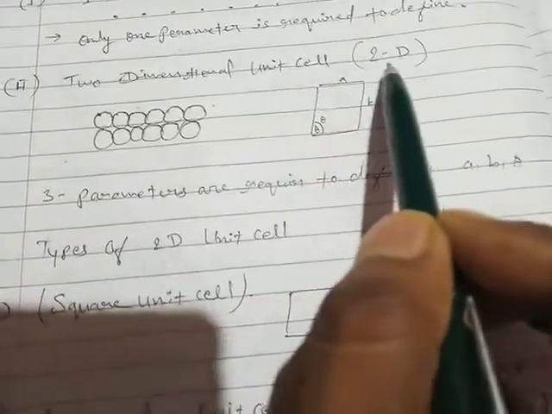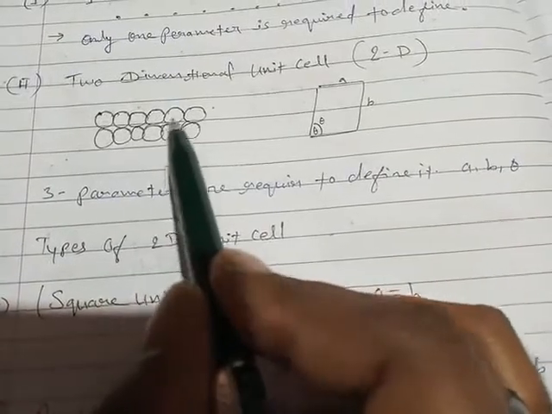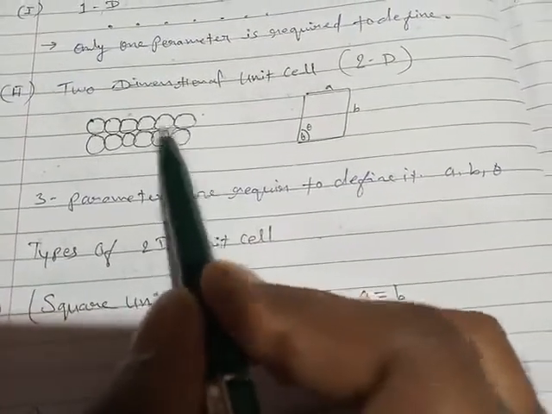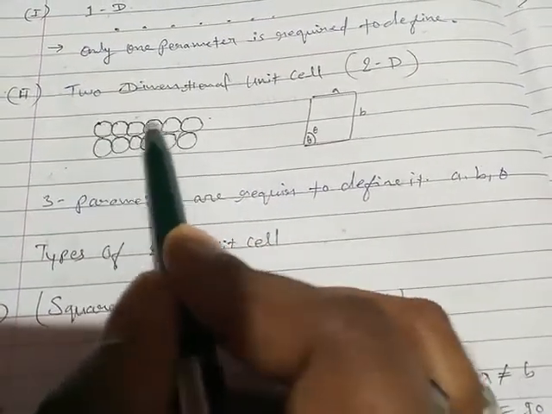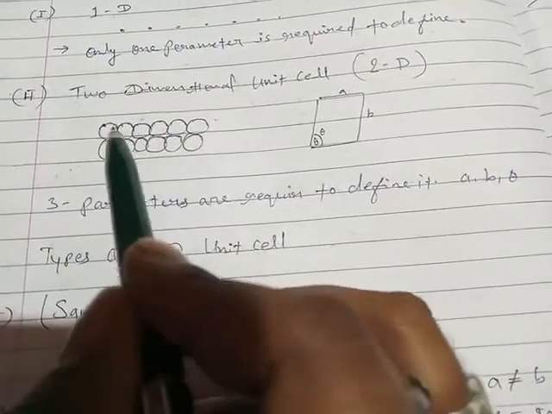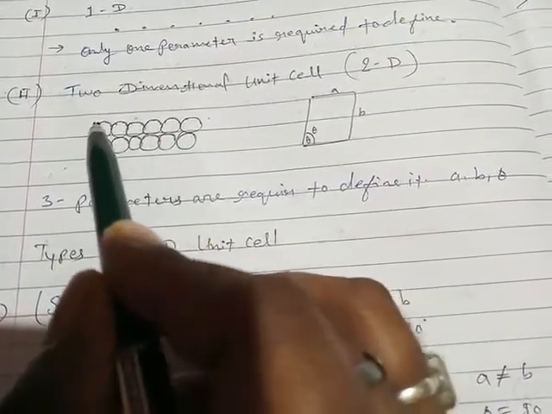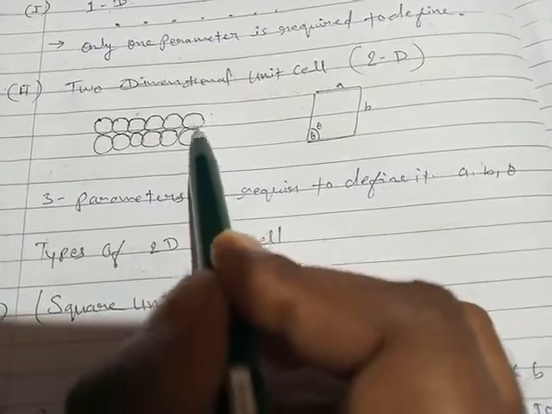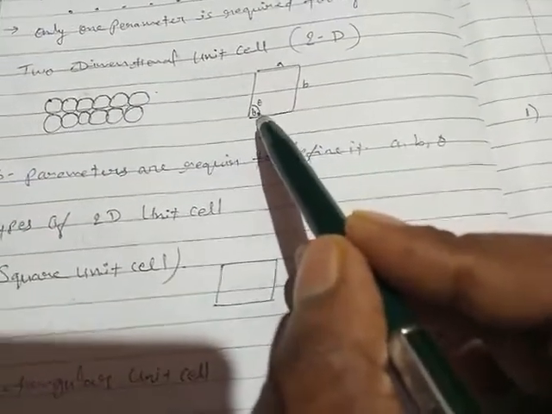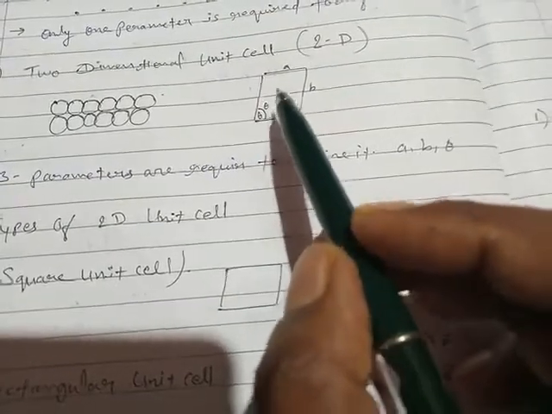In the second form we discuss the two dimensional unit cell, known as 2D. These are the points which are situated in sequence order. So we can say this is one side and this is another side. So there are only two directions. In each direction you will take two directions. So this is called the two dimensional. And the angle of the sides, or this is called the A side, this is called the B side.